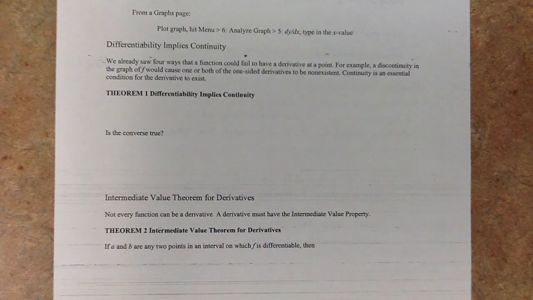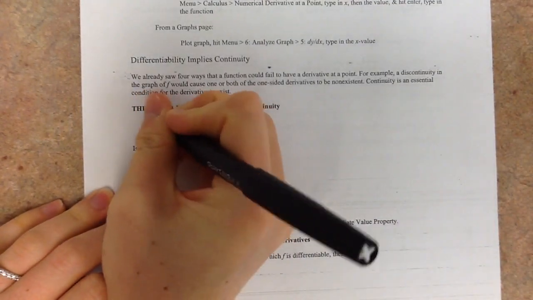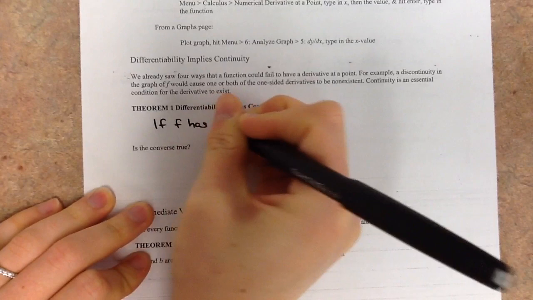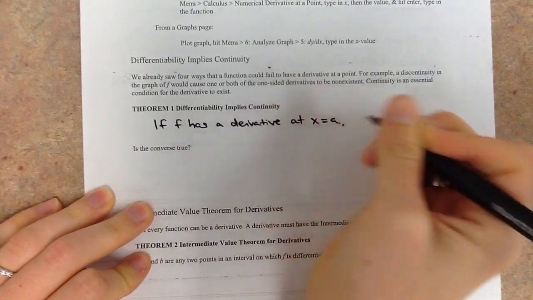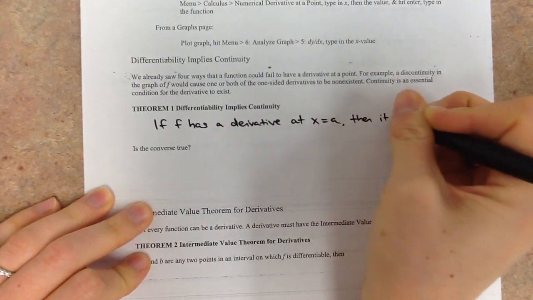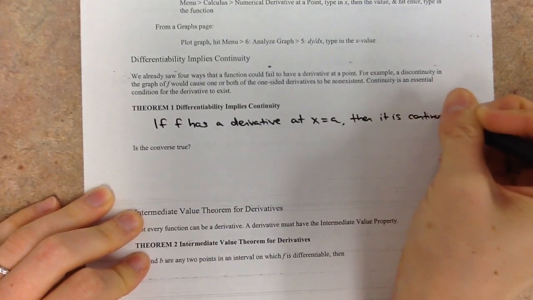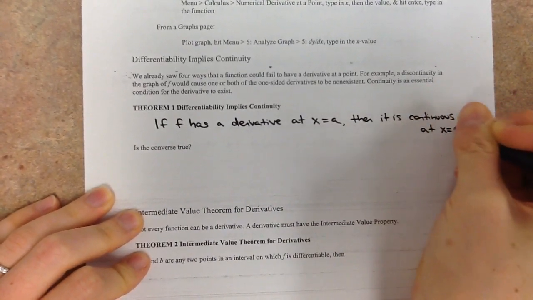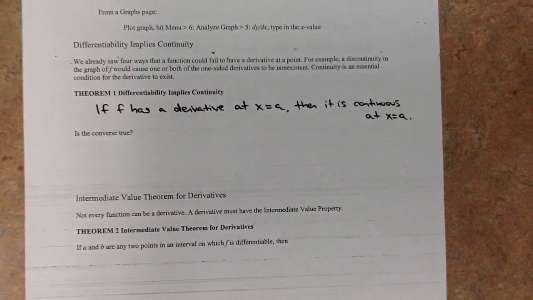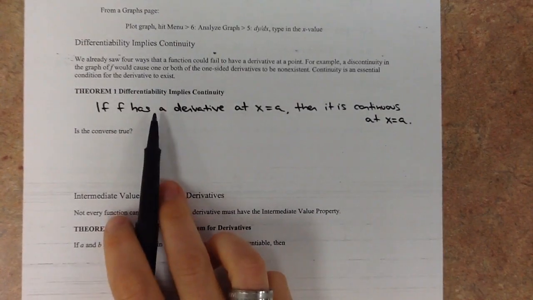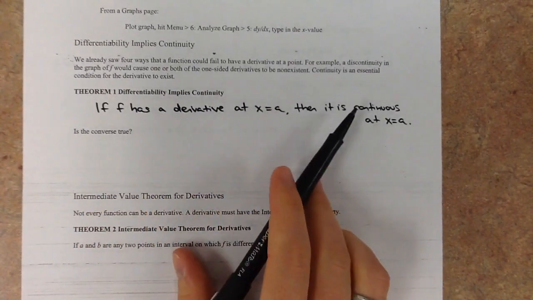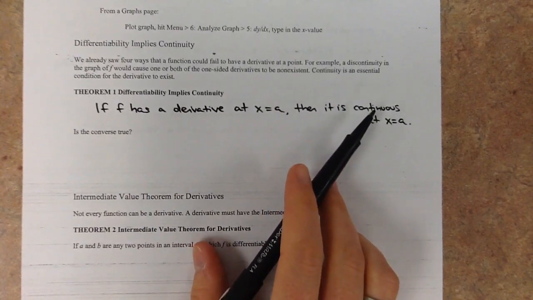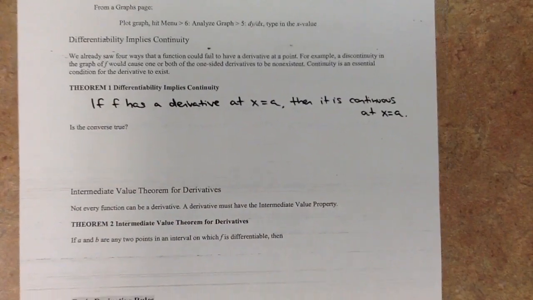So our theorem that we're going to write down here is: if f has a derivative at x equals a, then it is continuous at x equals a. So I think you guys have probably heard those statements like the converse, like if p then q. I don't know if you've heard if like not q then not p. So if f has a derivative, then it is continuous, which means if f is not continuous, then it doesn't have a derivative, which was one of the 4 issues that we saw in the front.